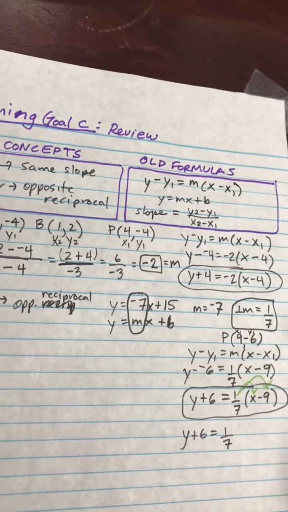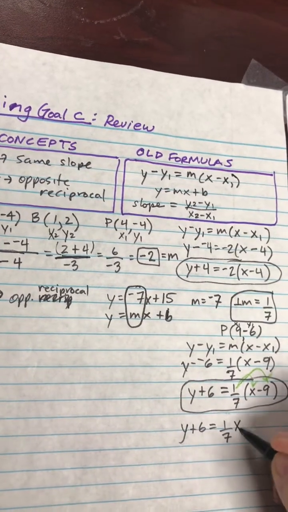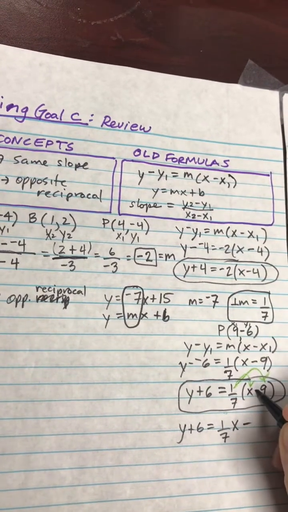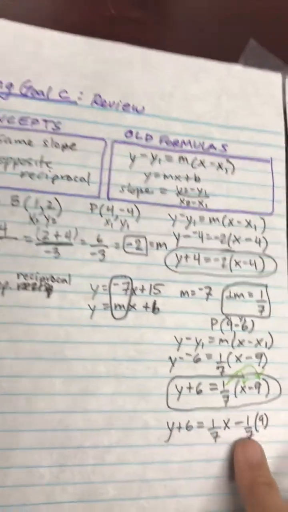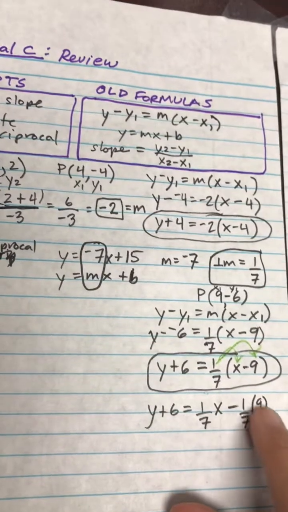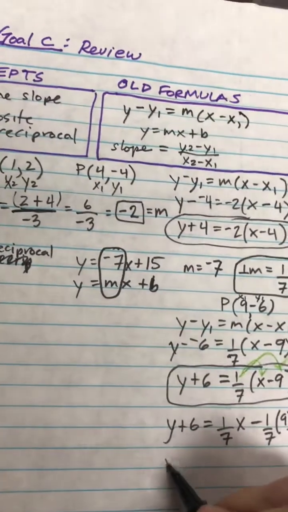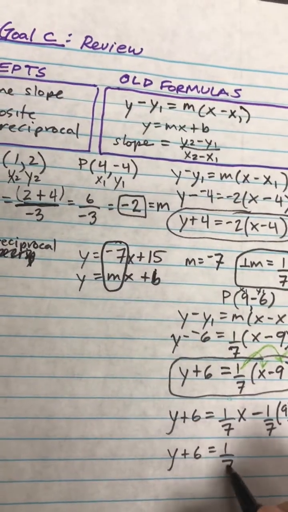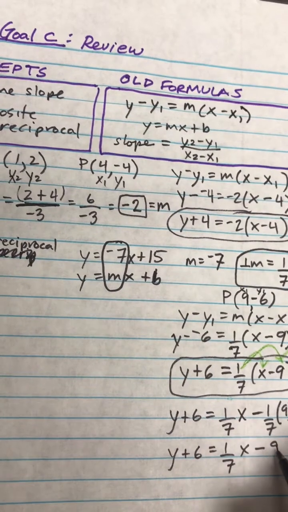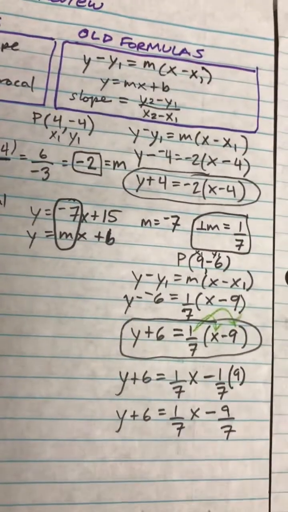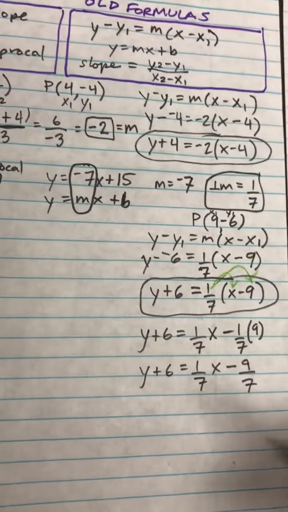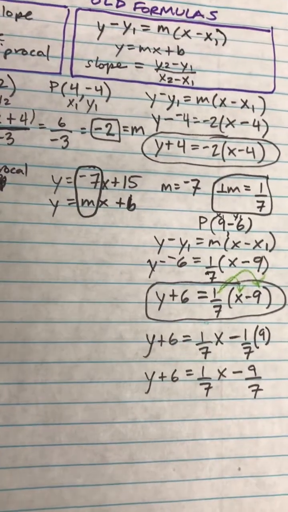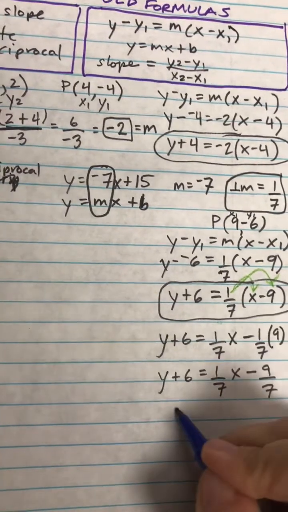So let's practice. 1/7 times x is 1/7 x minus 1/7 times 9. So when we multiply fractions, we multiply the numerators and multiply the denominators. So I'll rewrite this: 1/7 x minus 9 over 7. Now to get it in slope-intercept form, I need y by itself on one side. So I'm going to subtract 6 from both sides.